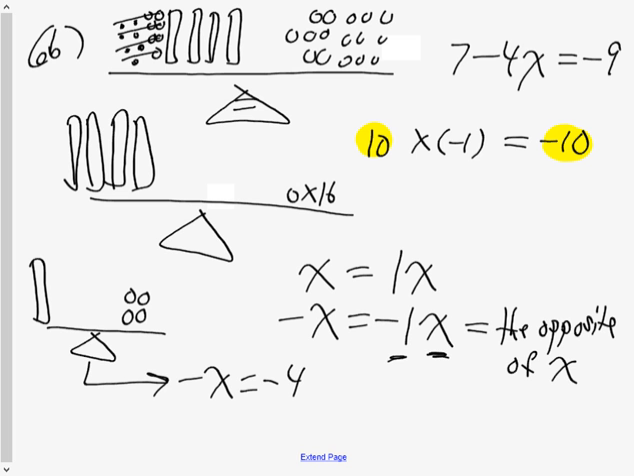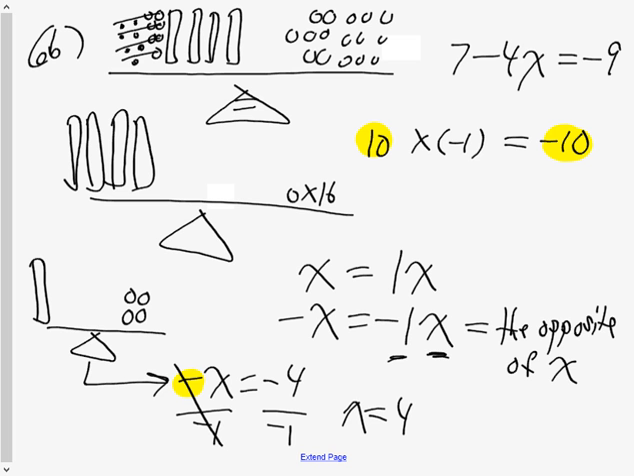Now, if this is a negative 1 coefficient right here, how would I get rid of, let's say, a 3 coefficient? I would divide both sides by 3. If it was a negative 10 coefficient, how would I get rid of it? I would divide both sides by negative 10. So here, this is a negative 1 coefficient. So I'm going to divide both sides by negative 1. And in doing so, I would find that x is equal to 4, right? If a negative x is equal to negative 4, or the opposite of x is negative 4, what is x?